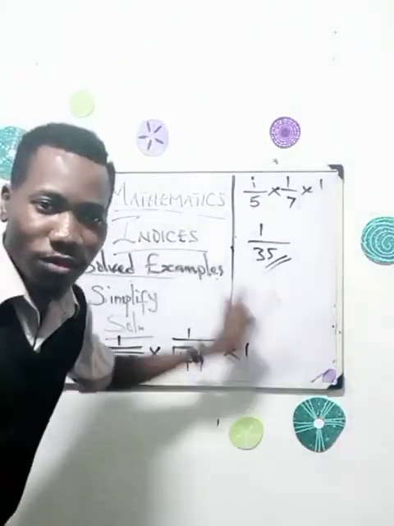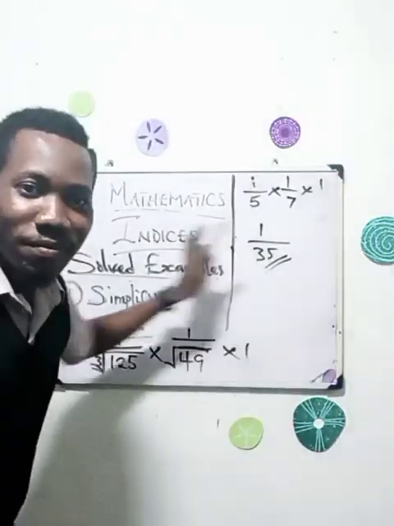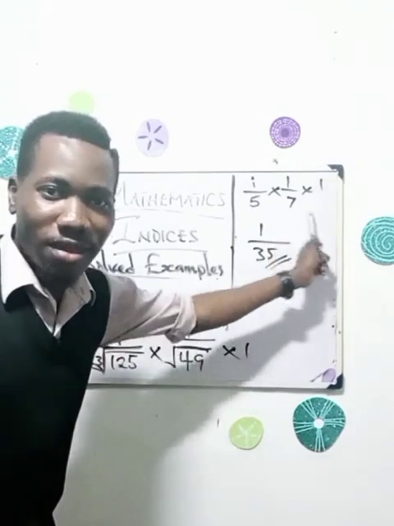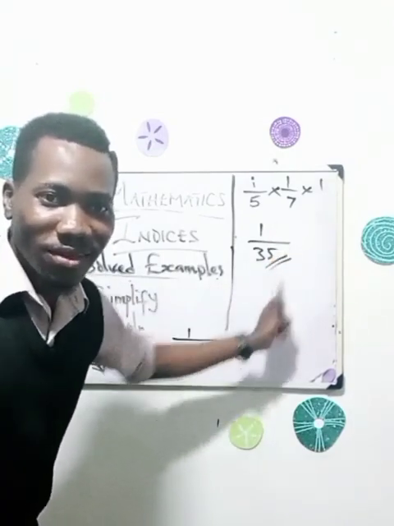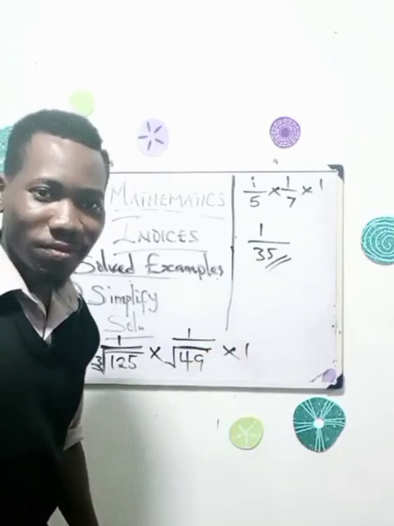So any question on this? Any question? Do we understand this now? 5 times 7 is 35. It is not hard, right? Yeah, okay, good.